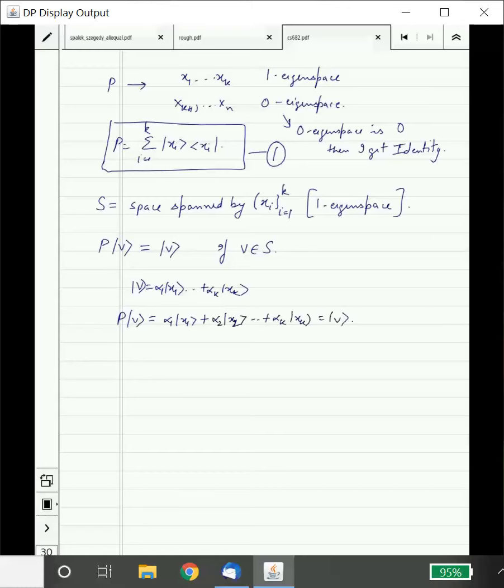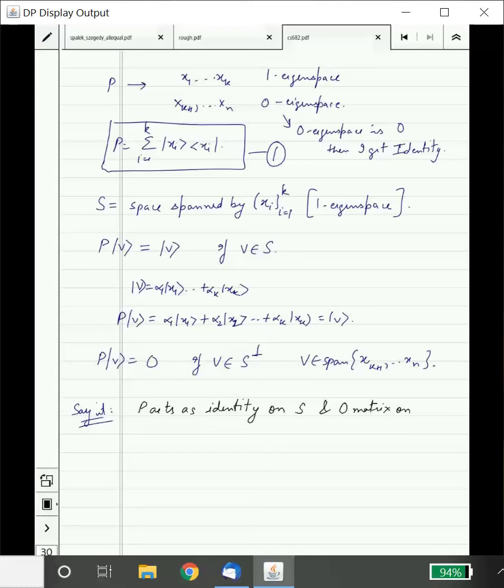On the other hand, PV is equal to 0 if V is in the orthogonal subspace. That means V is an element of the space spanned by xk plus 1 to xn. Another way to say it would be that P acts as identity on S and as the 0 matrix on S perp.